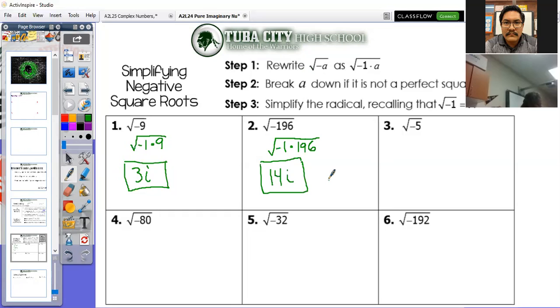All right, moving on to the next one. We have the square root of -5.